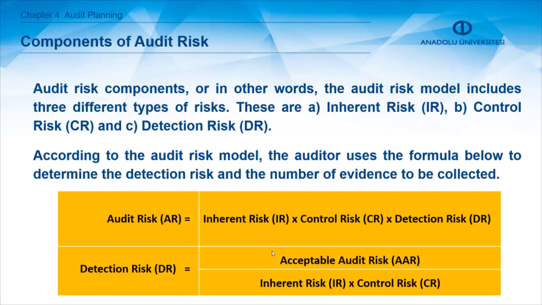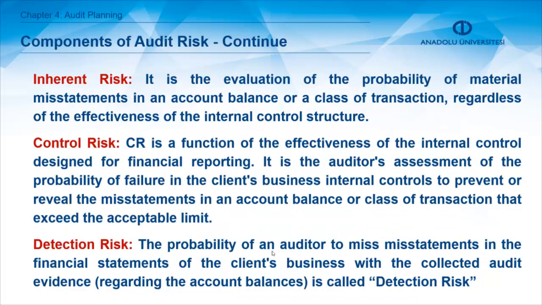So when we calculate the audit risk, of course, there is a model: audit risk equals inherent risk multiplied by control risk multiplied by detection risk. But we need to calculate the detection risk separately. Detection risk equals acceptable audit risk divided by inherent risk multiplied by control risk. This is the formula we use to calculate our detection risk in the audit work. This is really important because these calculations help us determine the amount of evidence to be collected as an auditor. So what is the definition of these types of risk?